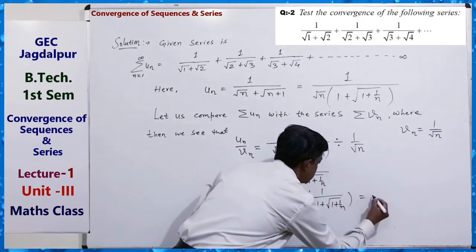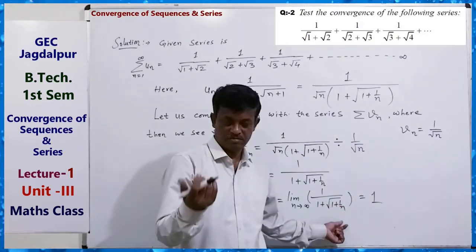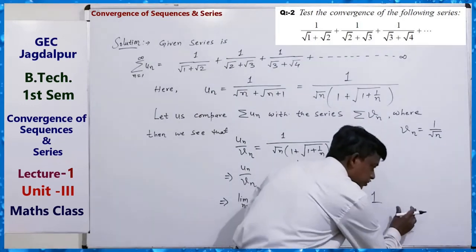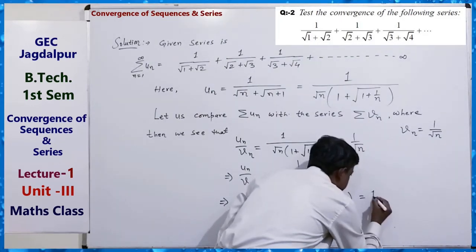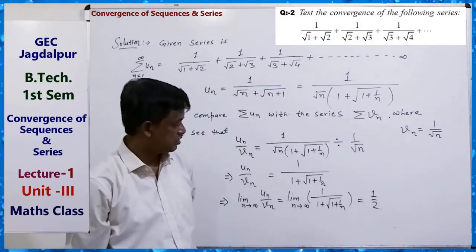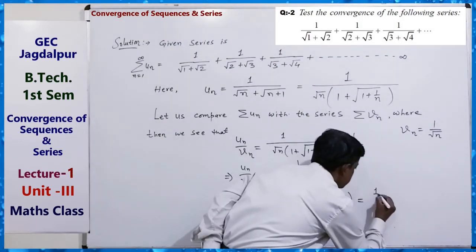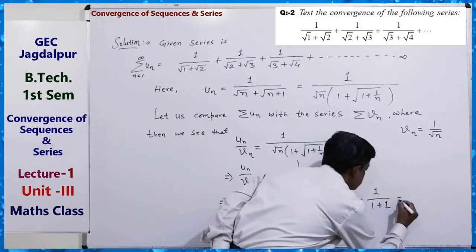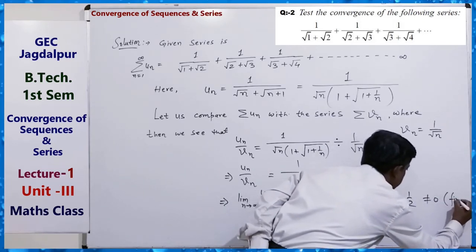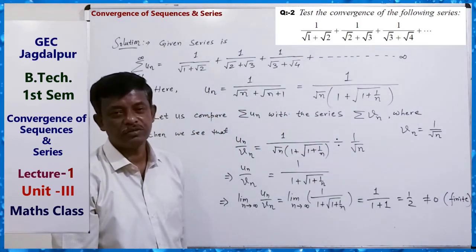This equals what? As n tends to infinity, 1 by n is 0, so the limit is half. Because 1 upon 1 plus 1, you can write like this also, equals 1 by 2, which is not 0. Finite. Clear? Not 0, finite.